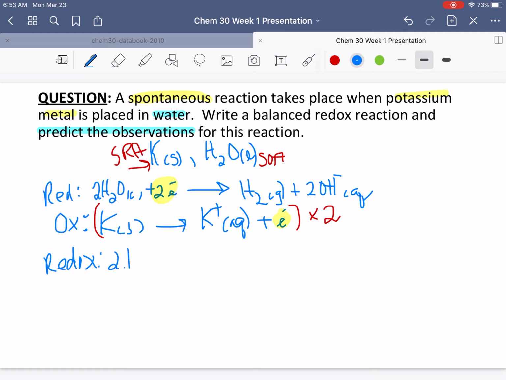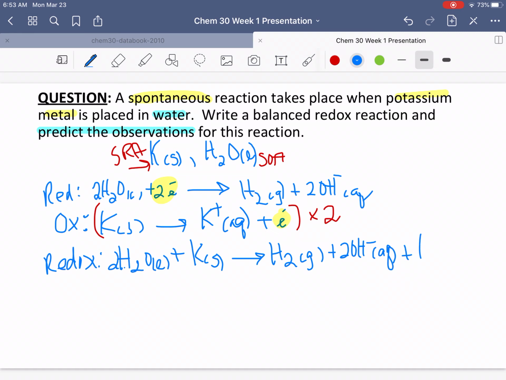Okay, similar idea. Write it all out. 2 waters plus potassium solid, remember electrons now cancel out, produces hydrogen gas plus 2 hydroxides plus potassium ion. And don't forget to write that it is spontaneous above the arrow. Last step here for observations.